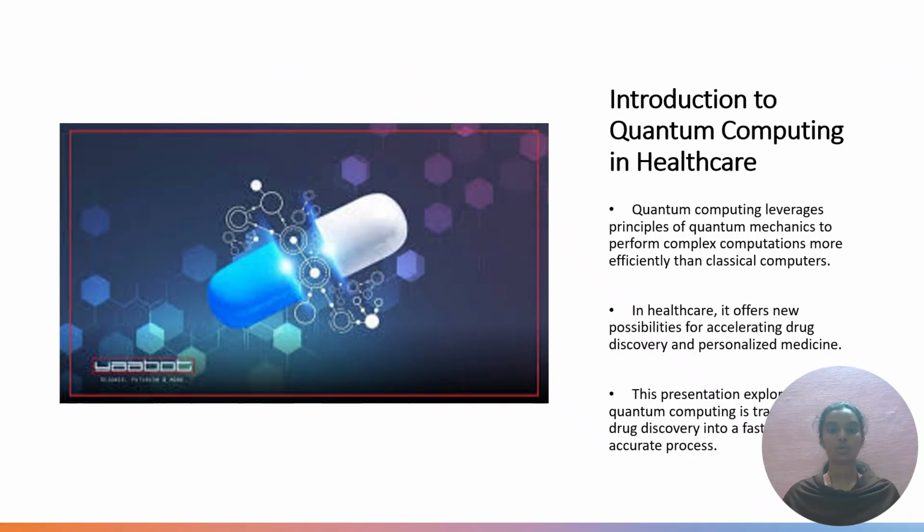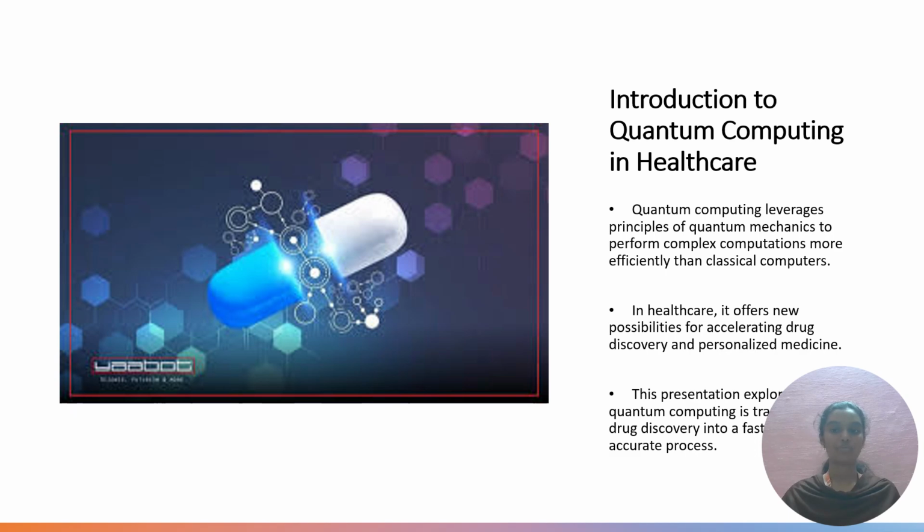The introduction to quantum computing in healthcare. Quantum computing is an emerging technology with the potential to solve complex problems that are beyond the reach of classical computers. One of the most promising applications is in healthcare, particularly in the field of drug discovery. The traditional methods are time consuming, expensive, and often inefficient.